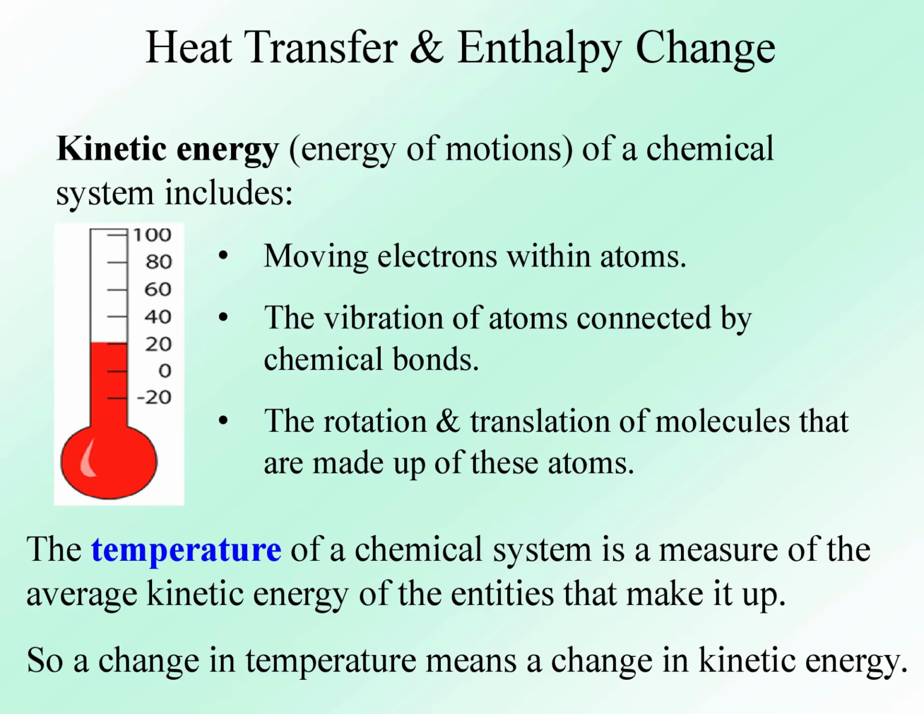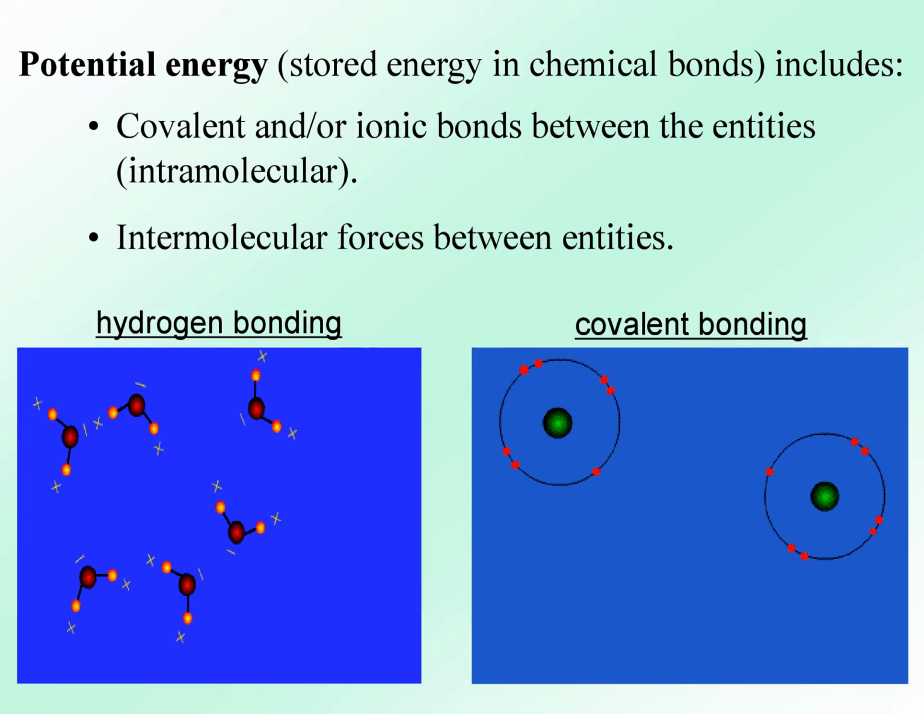Temperature reflects the average kinetic energy of particles such as electrons, vibrating atoms in bonds, and molecules. If the temperature changes, it means kinetic energy has also changed. Potential energy, in chemistry, refers to energy stored in covalent, ionic, and intermolecular bonds like hydrogen bonding. Changes in these bonds alter potential energy.